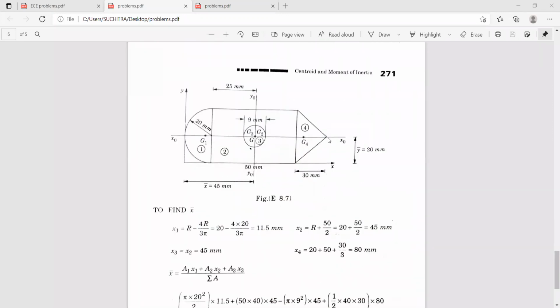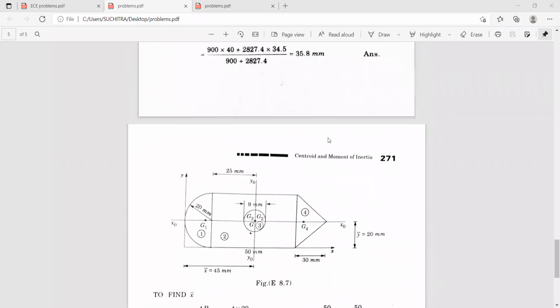Now, here you have a typical problem. Here it's a composite section. You can see you have a rectangle, an equilateral triangle, and a semicircle. And inside this rectangle, you have a circle. Now you need to find the geometric center of this figure, that is G. This is G through which x naught and y naught axes pass. So we need to find the geometric center of this figure.